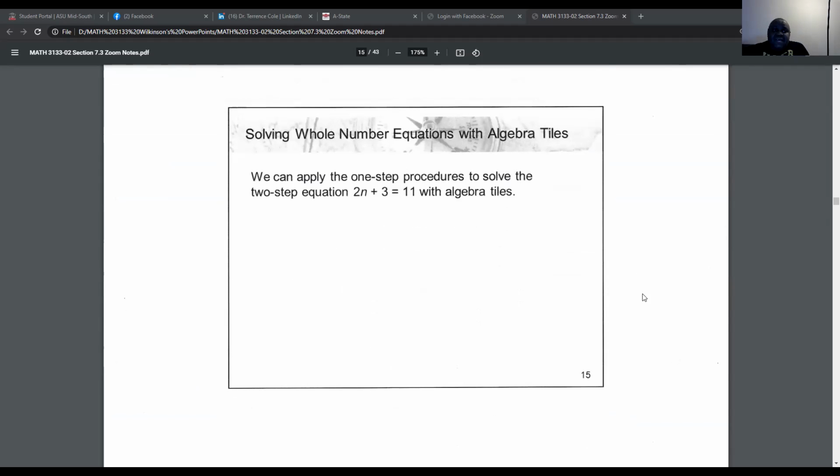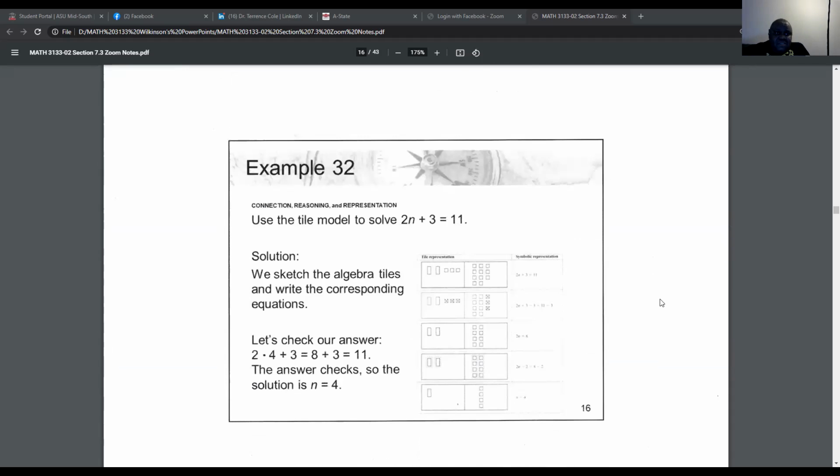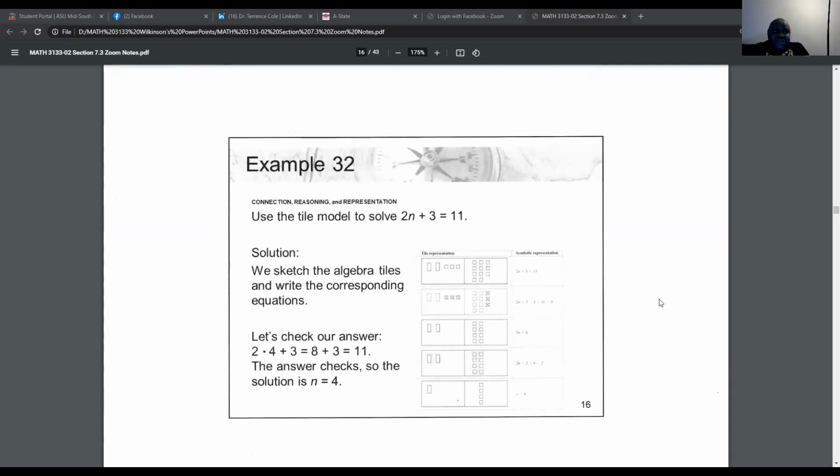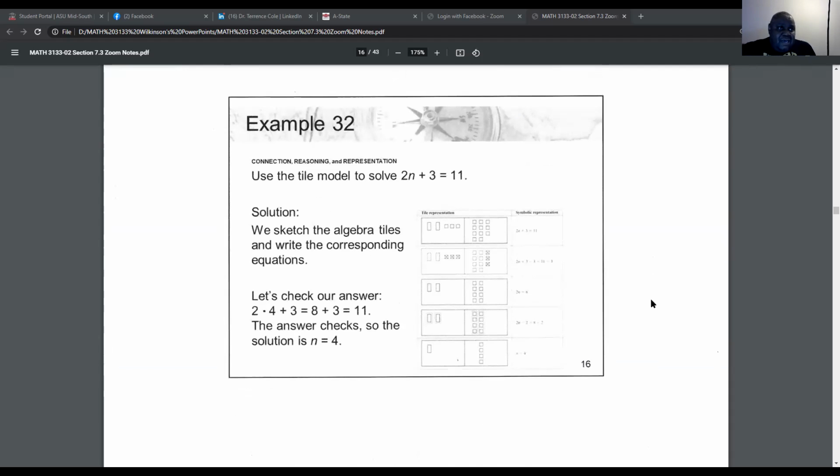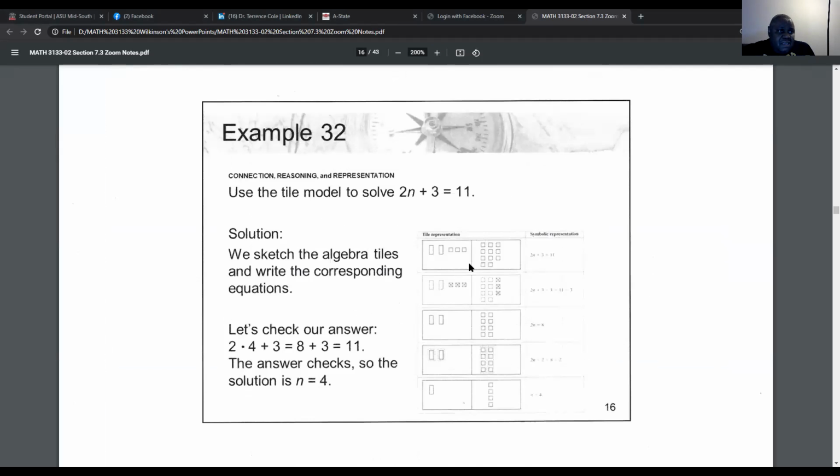Now here we can apply the one-step procedures to solve the two-step equation 2n plus 3 equals 11 with algebra tiles. So on the next slide, now this is not the best looking one, but you can see that this is what 2n plus 3 equals 11 looks like and how we can solve this, okay? So we sketch the algebra tiles and write the corresponding equation. So here, 2n plus 3 is equal to 11 is this first one right here. 2 n tiles and 3 1 tiles on the left, and then you have 11 1 tiles on the right side.